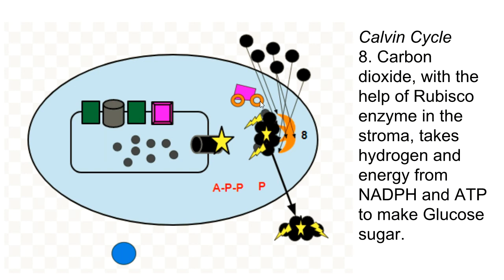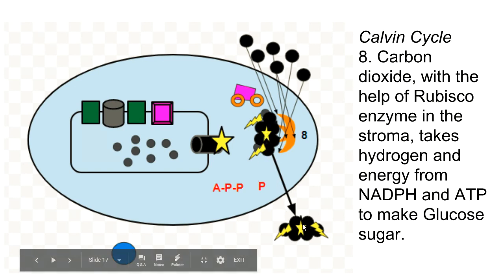and we're taking the hydrogen, the electrons and protons off of the NADPH, we're taking the energy from ATP, and we are creating glucose sugar, and that's what this is meant to represent. This 6-carbon sugar with some hydrogen and lots of energy stored in it.